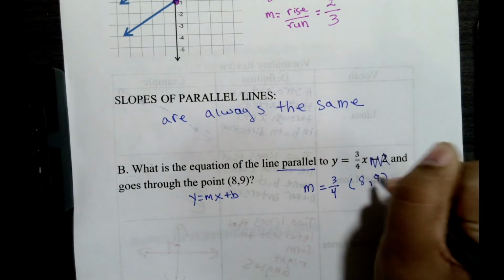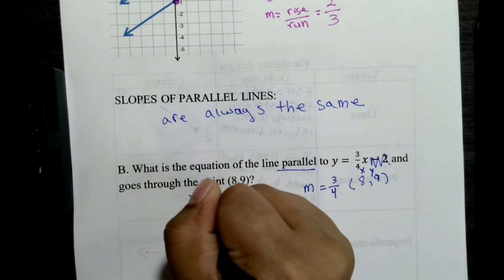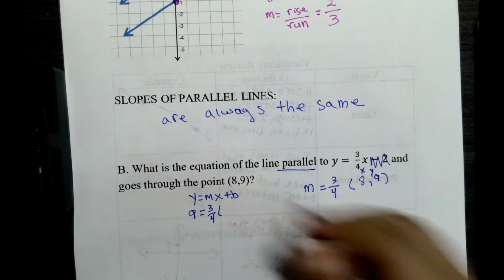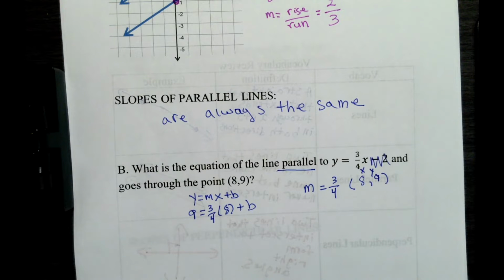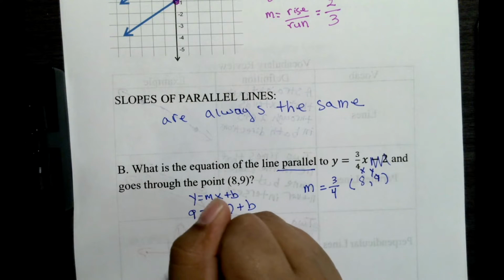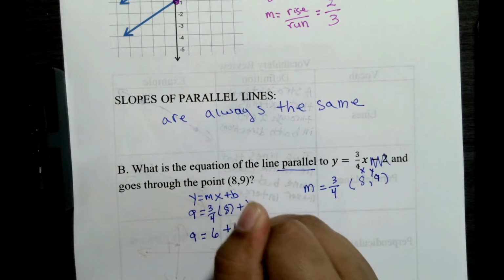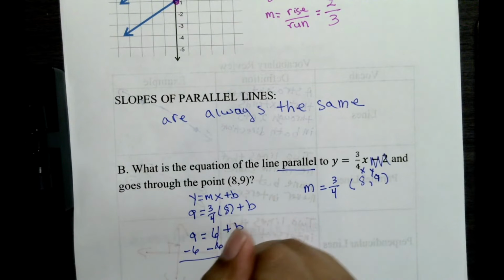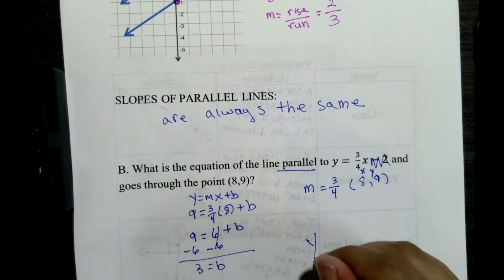So this is 9 equals 3 over 4 times 8 plus b. We've done this plenty of times in our time working with our lines so far. So 3 over 4 times 8 is going to give us 6. Then subtract 6 from both sides, and 3 is equal to b. So now that we know that, we can do our final answer. y equals 3 over 4x, it should be the same slope as the one we started with, right? And then plus 3.